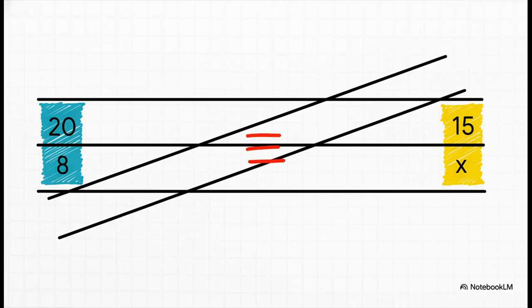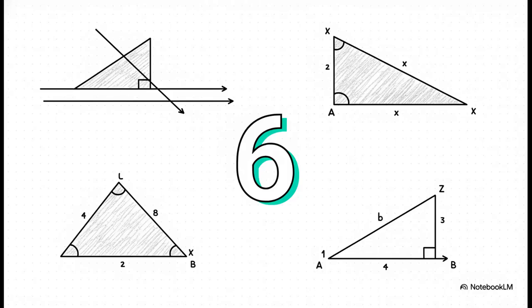The setup here is just as intuitive as before. We create a ratio from the segments on the left transversal, that's 20 over 8, and we set that equal to the ratio of the corresponding segments on the right transversal, which is 15 over our unknown x. A little bit of cross multiplication, and there we have it. The missing segment is exactly 6. You can see how this rule is super useful, especially for problems that might not even look like they have a triangle in them at all.